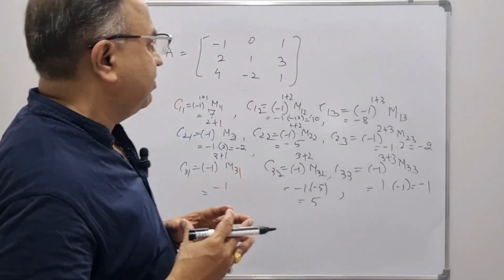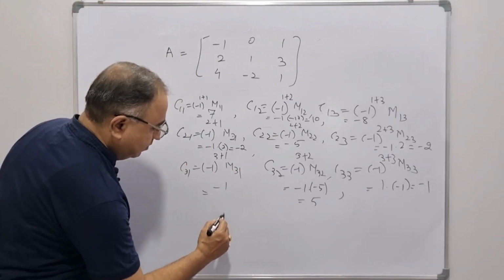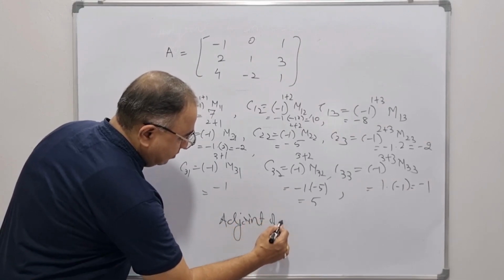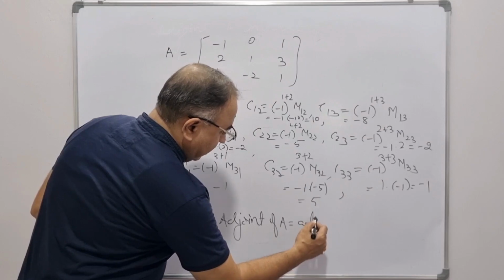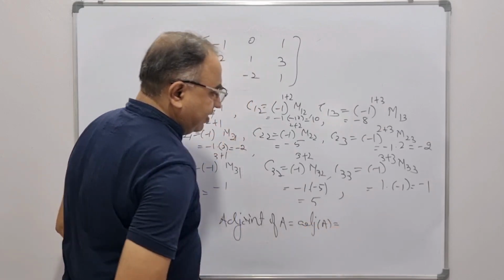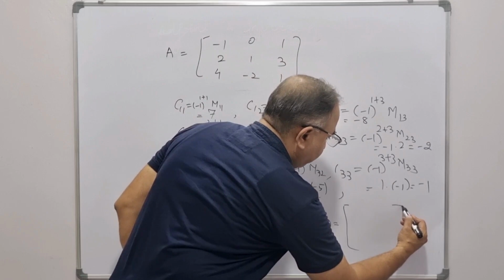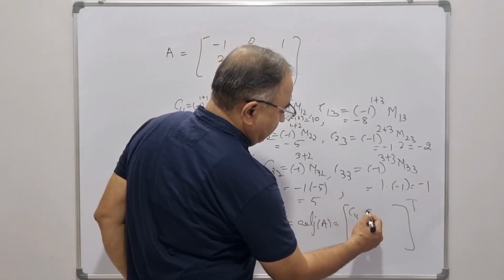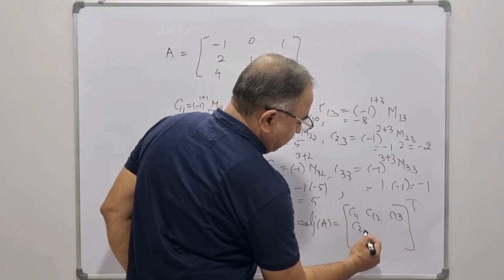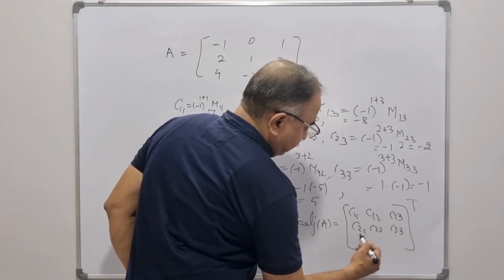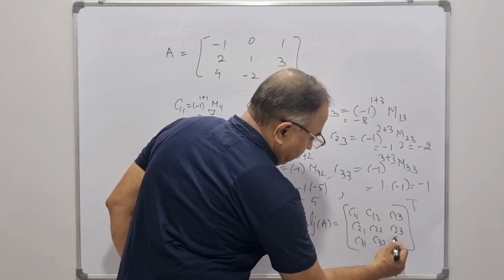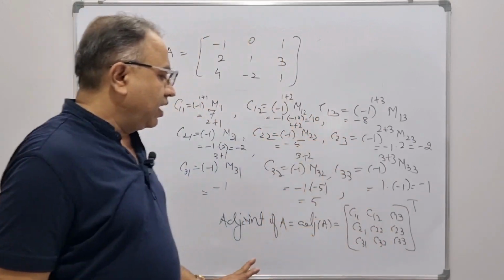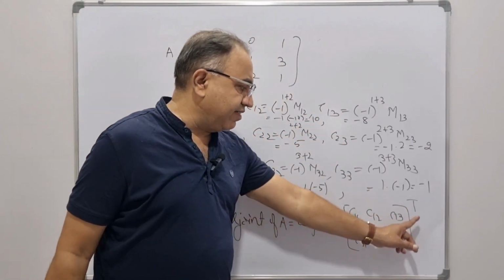Now we define the next concept, called the adjoint of a matrix. The adjoint of matrix A is denoted by adj A, and basically adjoint of A is the transpose of the cofactor matrix, that is, the transpose of C11, C12, C13, C21, C22, C23, C31, C32, C33. So first you find the cofactors corresponding to each entry, then replace the entries by the corresponding cofactors and find the transpose.